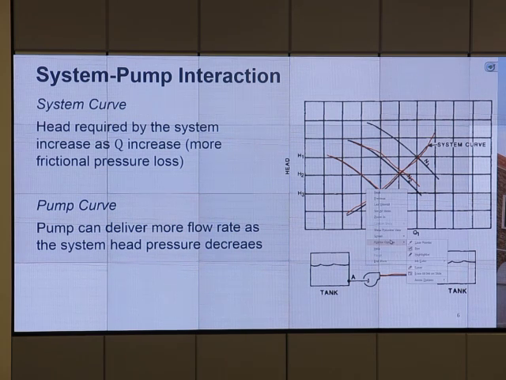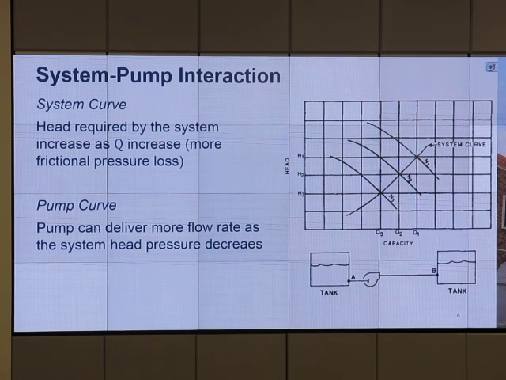So if we have no flow rate, then we don't have any pressure drop. Level is the same level, right? So there's no elevation pressure loss or anything. We have just frictional pressure loss. If we pump faster, more flow rate, then we have more friction. Make sense? So when we pump faster and faster, frictional pressure loss goes up. Okay, that is the system curve.